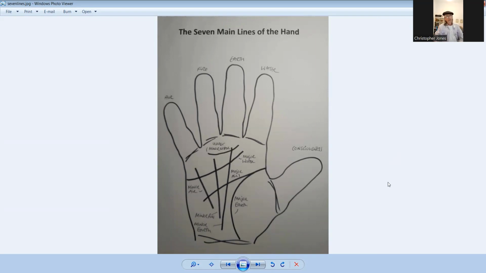And then all the other lines, and there are patterns in the lines that we can see, like the major fire line. There are line formations that do occur that actually do have some significance. But it's these 7 main lines that we need to identify first. And if you can work through those and see those with clarity and understand those, you'll go a long way to understanding the significance of the lines on the hand.